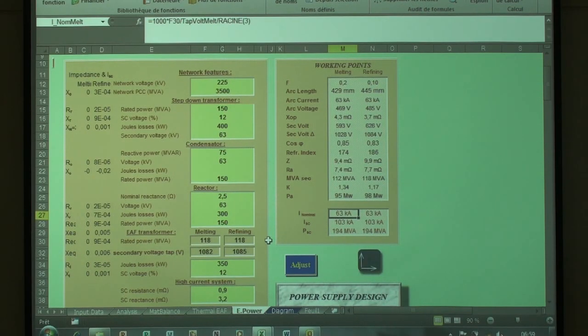Of course, what will be specified to the customer will be oversized compared to what is calculated here. And the transformer taps will be adapted to what the transformer supplier is able to supply.